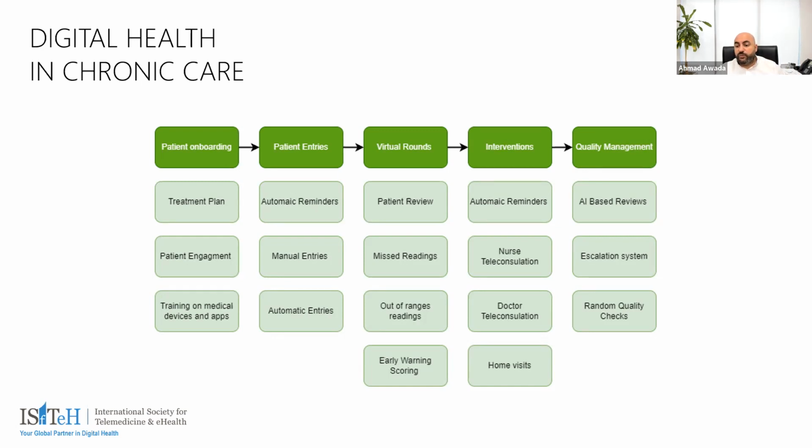You should have random quality checks. The random quality checks, I recommend that to be human-based, where you are checking maybe 1 to 5% of the patients and making sure that everything is going in the right track.